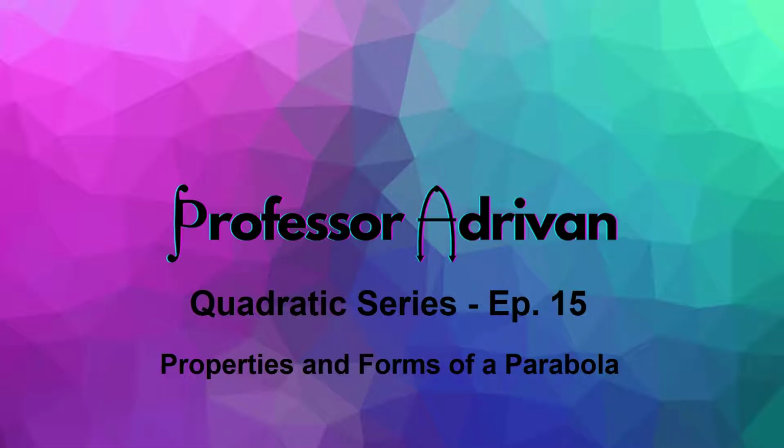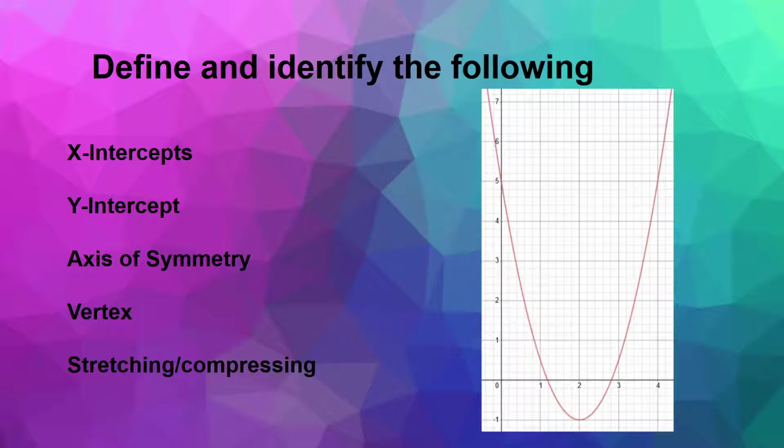With that out of the way, let's take a look at what we're going to be talking about specifically in this video. We're going to define and identify things like x and y intercepts, the vertex, axis of symmetry, what it means for a parabola to be stretched or compressed. We're also going to look at the different forms, standard, vertex, and factored form, and define domain and range for a parabola. We're not going to do any math specifically in this video. The next few videos will cover how to graph in each of the forms explicitly.